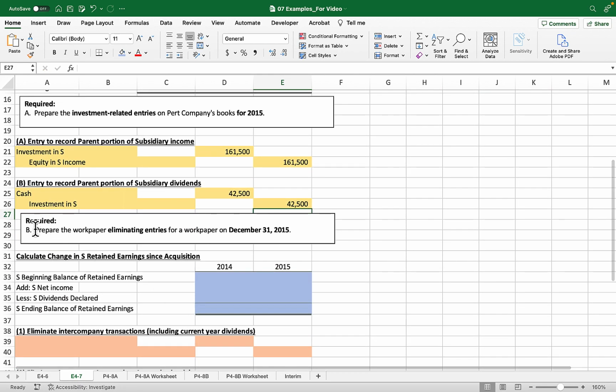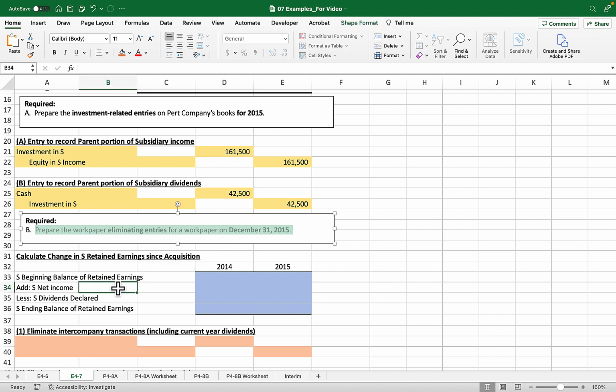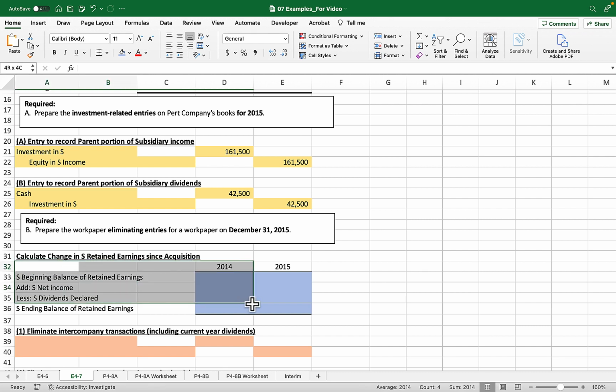So the next thing they ask us to do is to prepare the work paper eliminating entries for a work paper on December 31st, 2015. That's our second year end. Now, before we do that, I'm going to add in this little extra activity here that is not asked by the problem for us to do. However, it's sort of like the computation and allocation of differences schedule, where if you just get used to doing it and make a habit of it, it makes your life so much easier, especially in these problems where they're giving us kind of like snippets of information as opposed to the real world where you would be working with this company year over year and you would have a good idea of their operations.